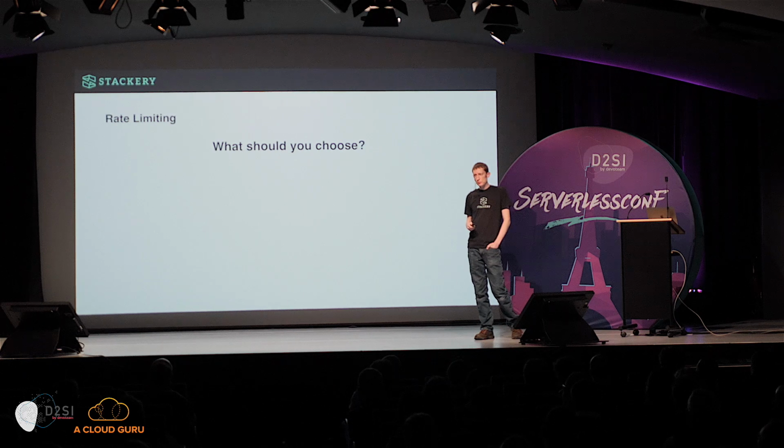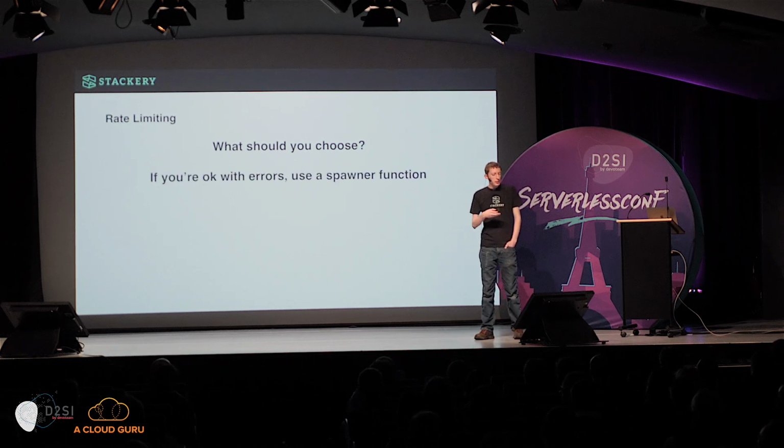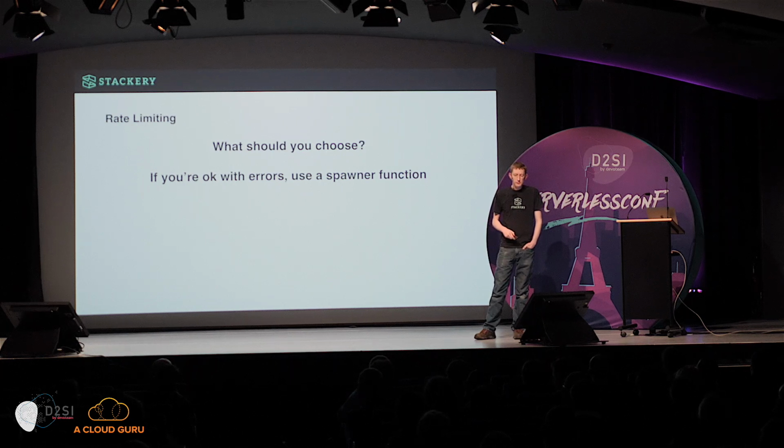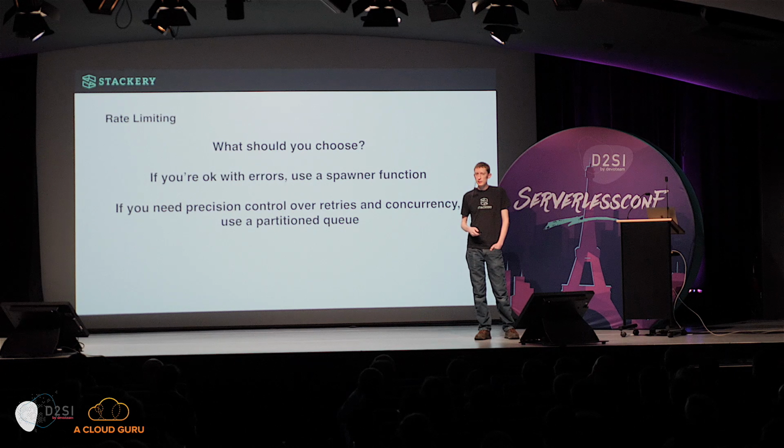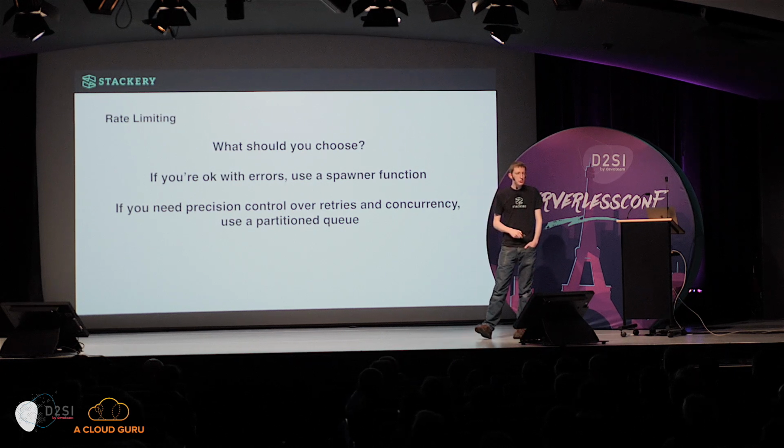So which should you choose? Well, if errors are not a big concern for you, you just want a best case effort, then you can use a spawner function like in solution 1. If you need precise control over batching and concurrency, and cost isn't as much of a concern, then using a partition queue approach is a great solution.